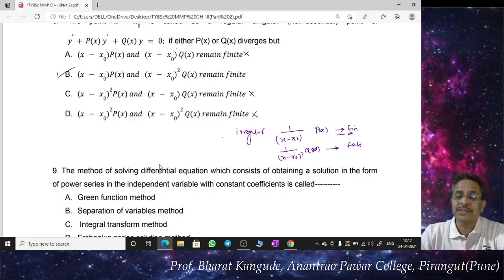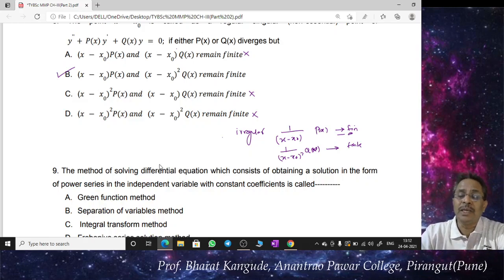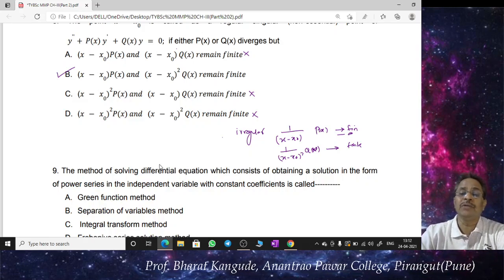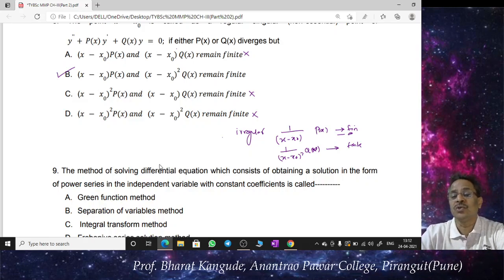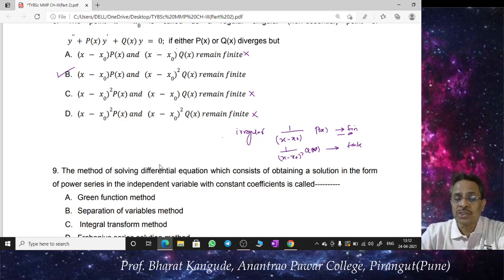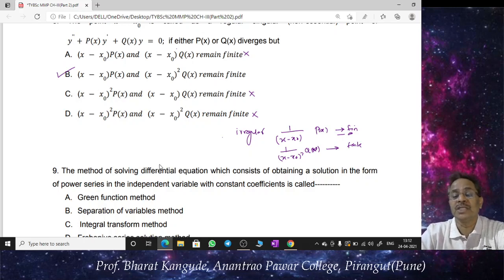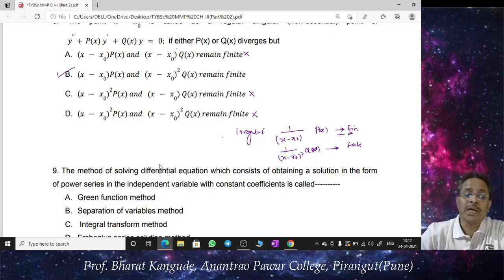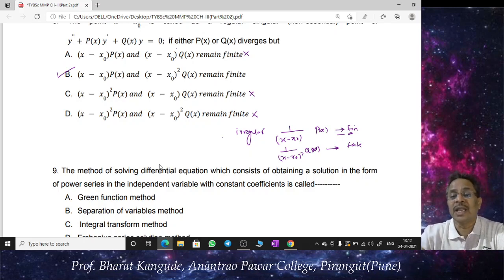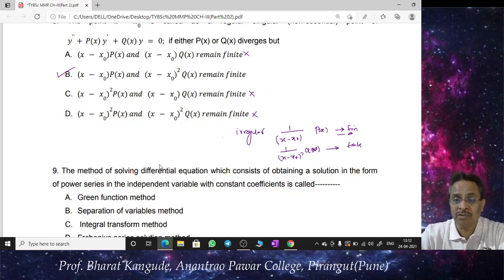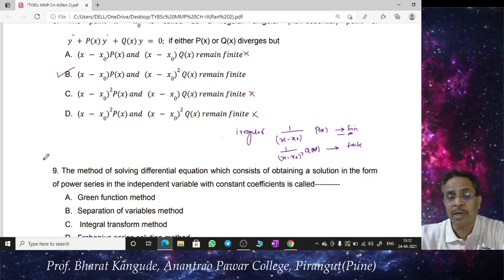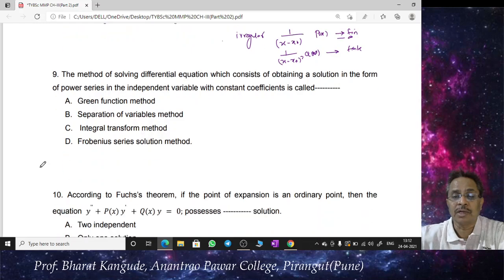And if this is the case, then there is no guarantee we will get a solution for such a differential equation using the Frobenius series solution method. So usually a solution for a given differential equation using the Frobenius series solution method is not possible, provided the point of expansion is an irregular singular point or essential singularity. So this is all the theoretical part you might have discussed earlier in your classes.